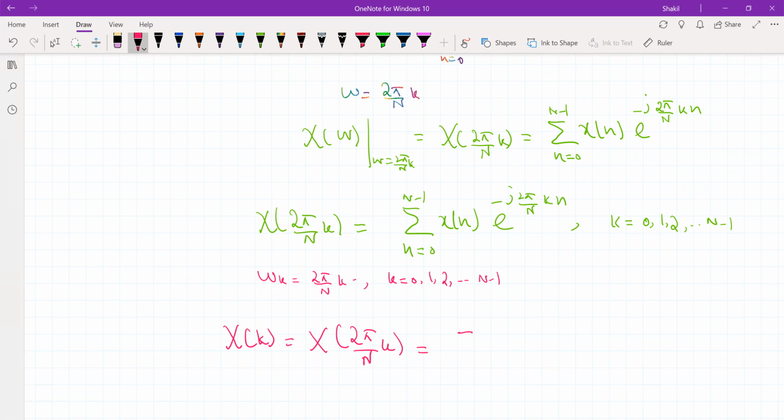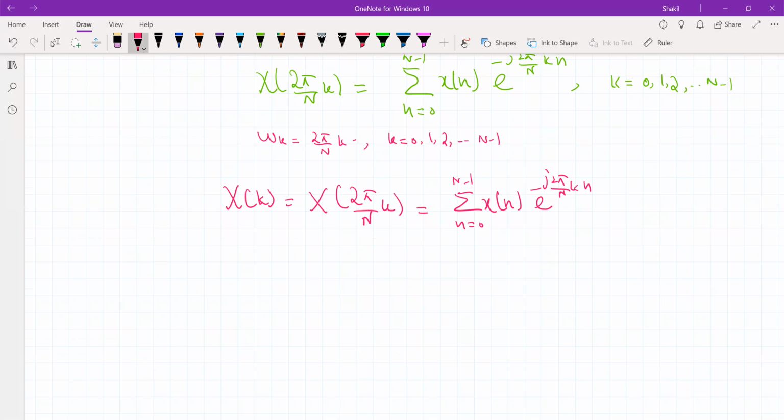So we'll write it as X of k, and X of k is simply X of 2 pi by N k, which is equal to summation n running from 0 to N minus 1 of x of n e to the power of minus j 2 pi by N k n. And sometimes you'll see this expression written like this. Don't worry about it.